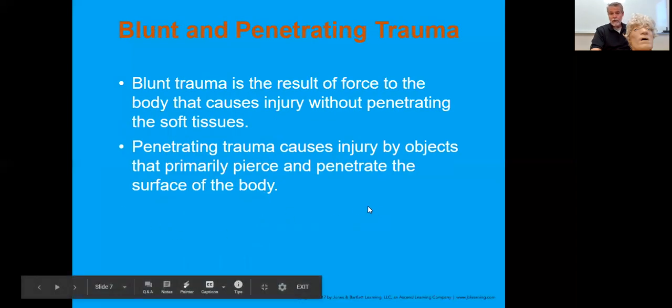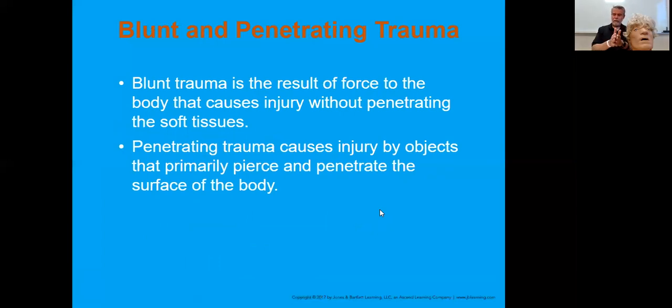Blunt versus penetrating trauma. Blunt trauma is something that smacks against the body. It's not going to penetrate the soft tissue or actually break the skin. When we start looking at penetrating trauma, there are stab wounds. There could be a piece of metal that was ejected from the vehicle and got into the person. It's going to be something that actually penetrates the surface of the skin or the body itself. It could be the head, you never know where that happens, but that's penetrating versus blunt trauma.